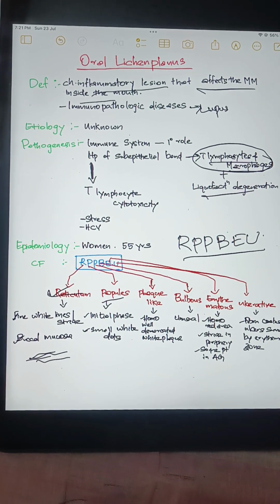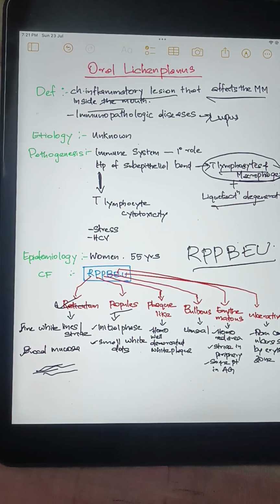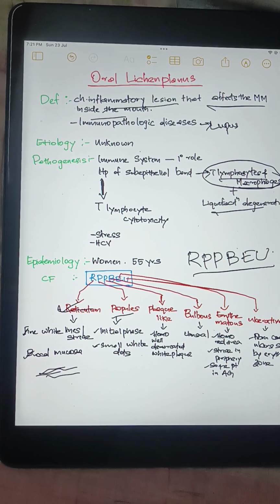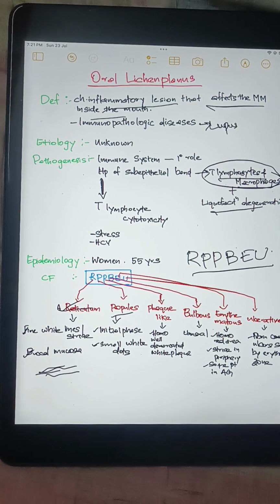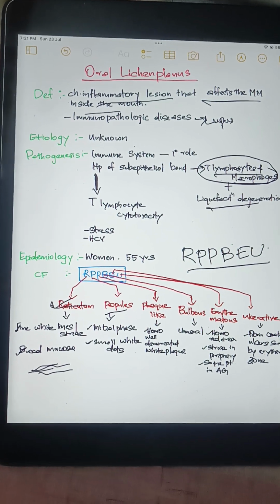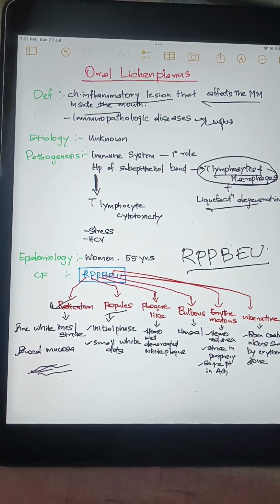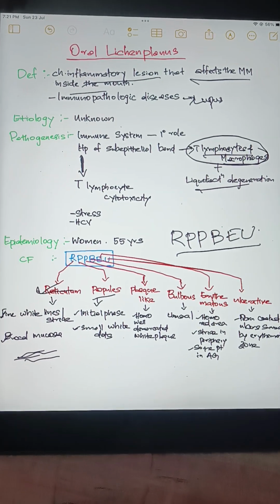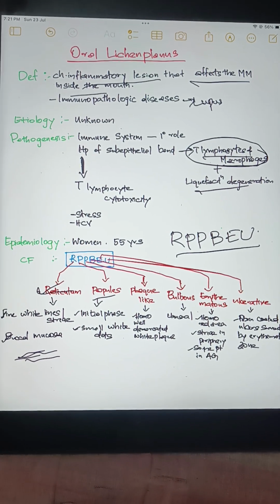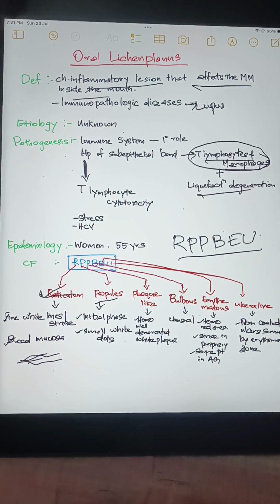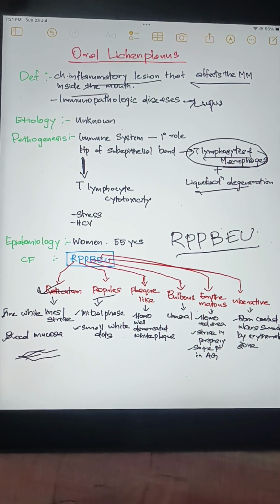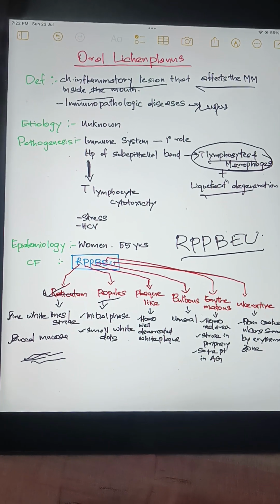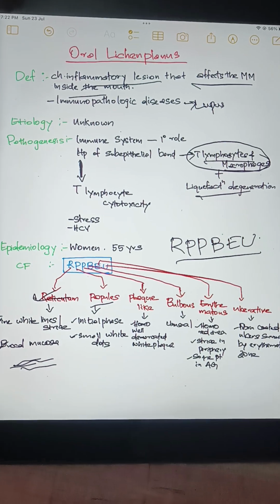This question has been asked in AFK, so it is really very important. And rarely, oral lichen planus can be seen on the mucosal side of lips and sometimes on the vermilion border. The second variety of oral lichen planus is the papular type. This is present in the initial phase of the disease, seen as small white dots intermingled with the reticular form.